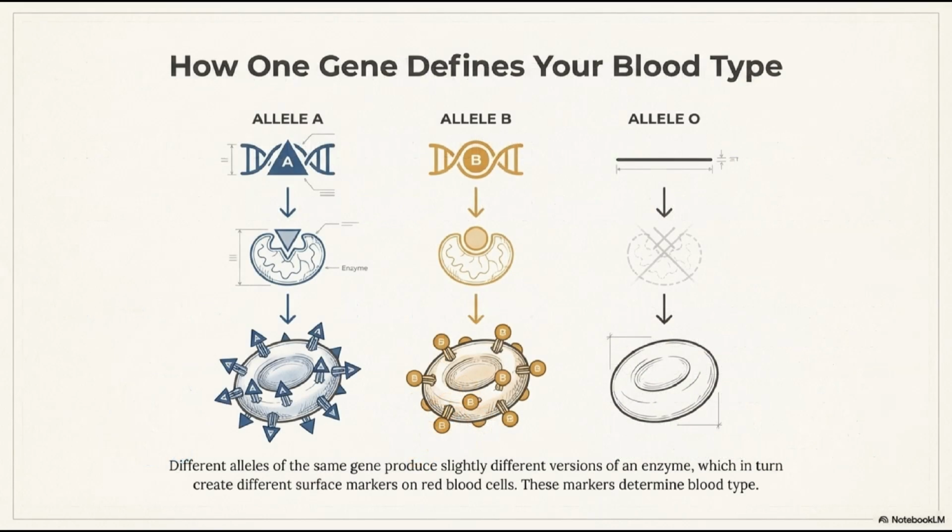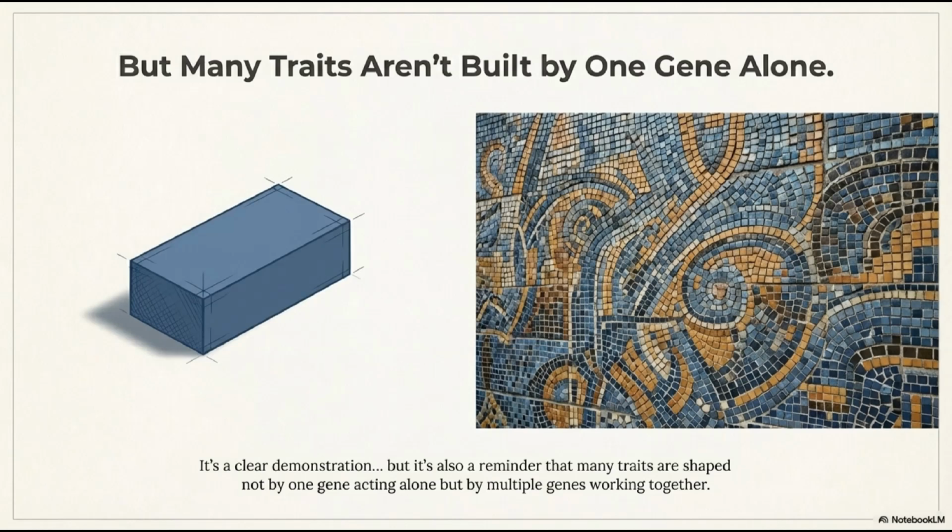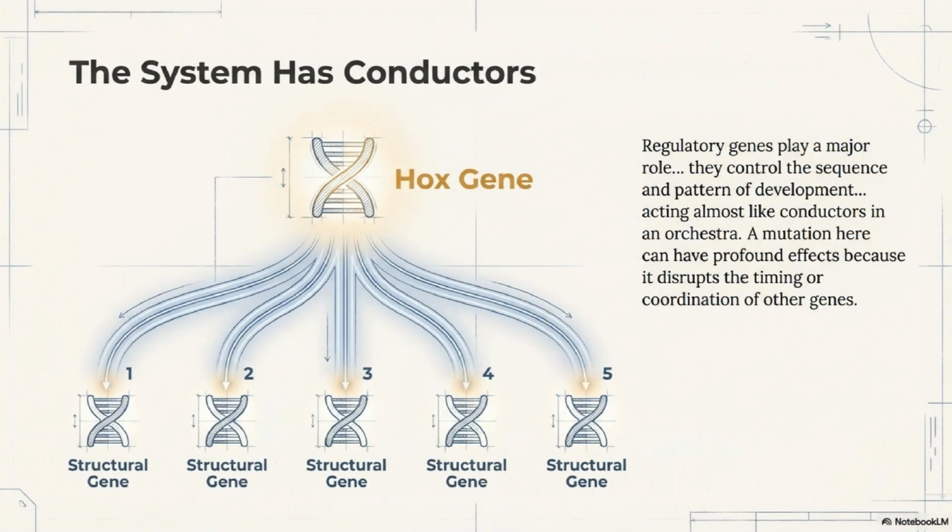One example that often appears in introductory discussions is the ABO blood group system. Here, different alleles of the same gene produce slightly different versions of an enzyme, which in turn create different surface markers on red blood cells. These markers determine blood type. It's a clear demonstration of how small genetic changes translate into observable biological differences. But it's also a reminder that many traits are shaped not by one gene acting alone, but by multiple genes working together.